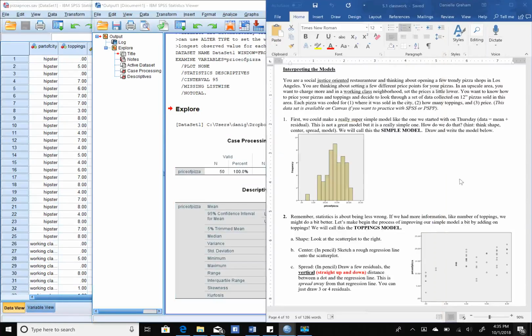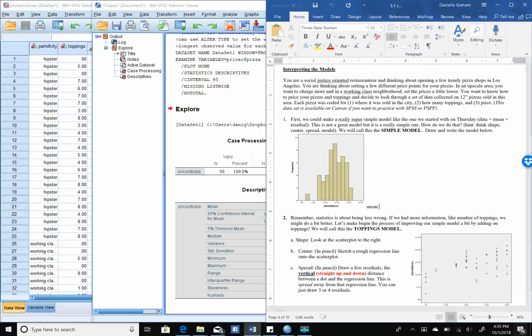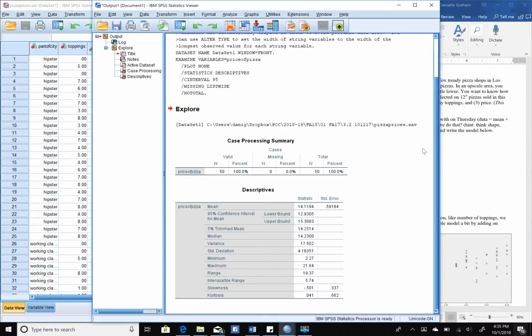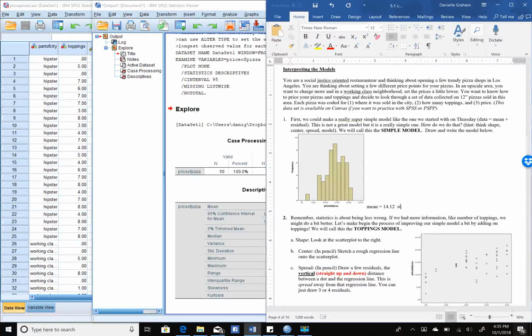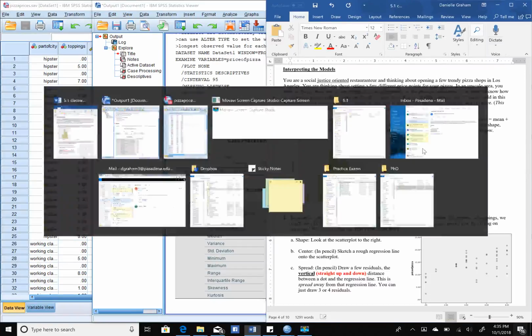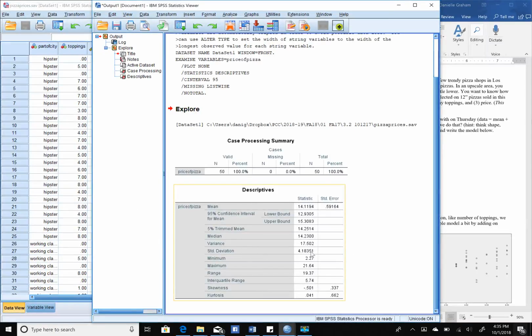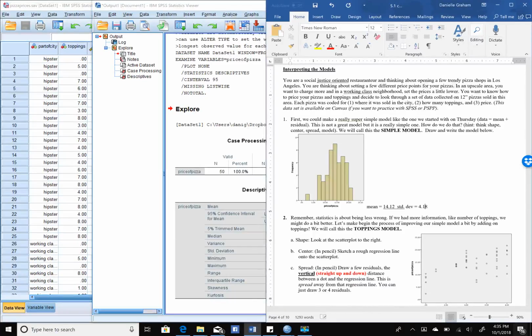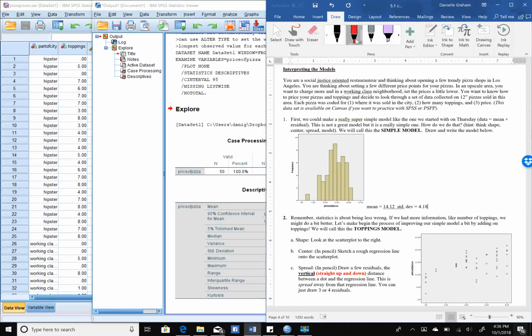14.1194. So our mean here, just for those following along, is basically 14.12. And our standard deviation is listed below. If we go down here, we can see about halfway down, it is 4.18351. I'm going to round that to 4.18. Okay. So then we could use that to make our model super quickly.